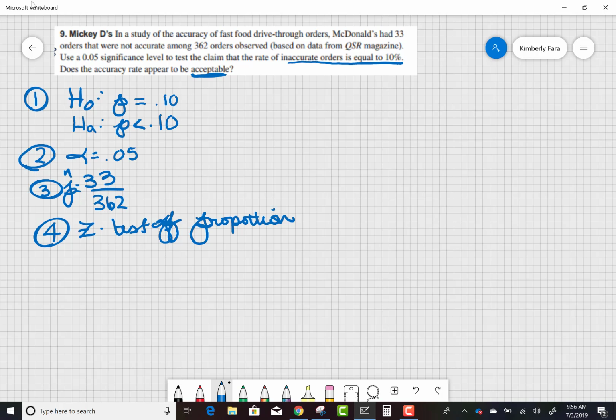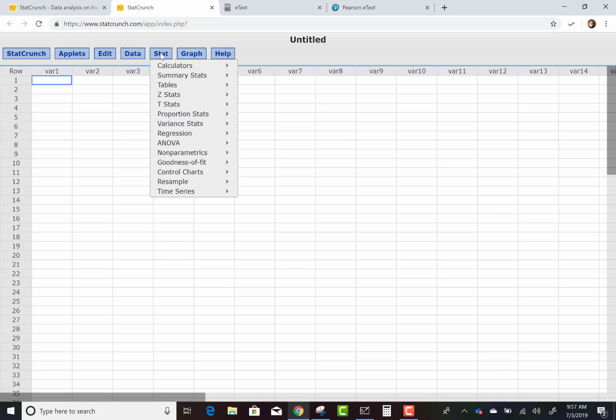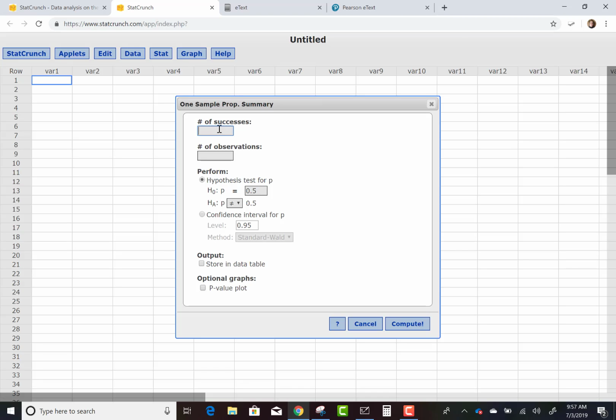This is where we're going to pull up StatCrunch. So we want to do Stat, Proportion Statistics, One Sample, With Summary. Our number of successes, in this case the 33 inaccurate orders, and the number of observations is going to be our 362. Our hypothesis is 10%, and our alternative is less than.